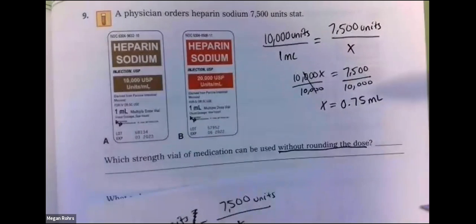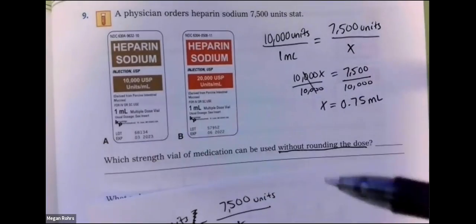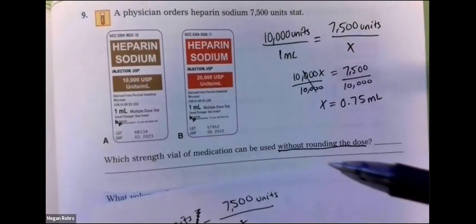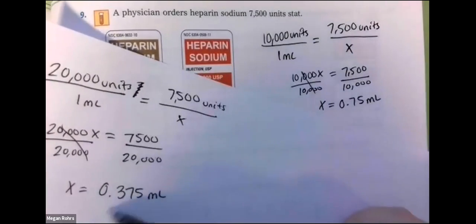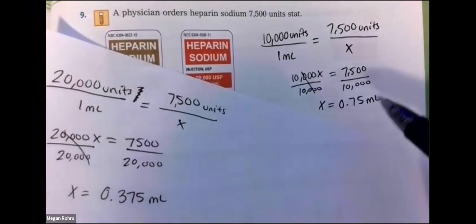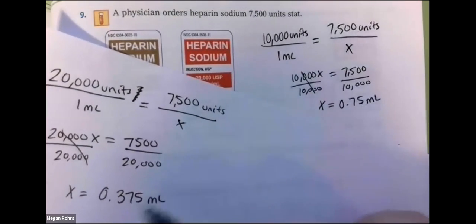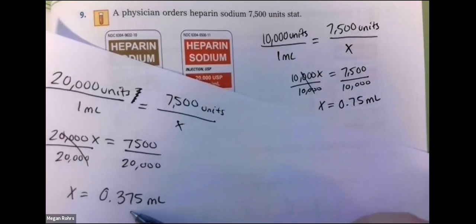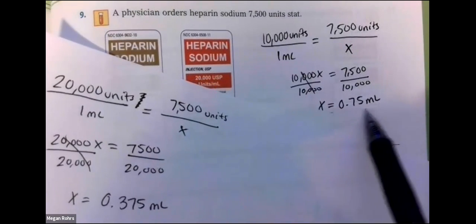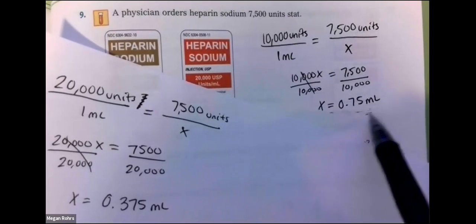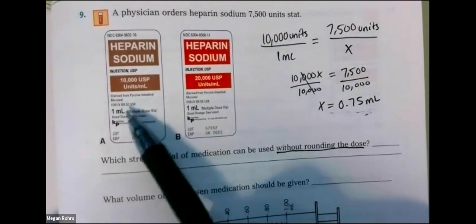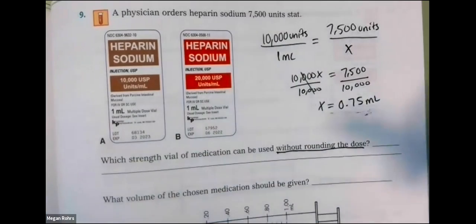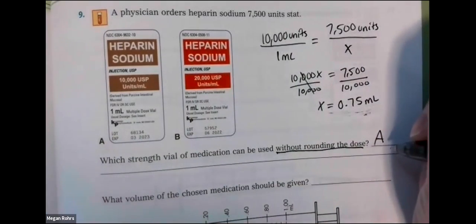So the question says, which strength of vial can be used without rounding the dose? So remember, heparin is measured in a 1 ml TB syringe, and those syringes we can round to the nearest hundredth. So we have the two options here. We have 0.75 mils and 0.375 mils. Well, this one is already rounded to the nearest hundredth. Here, we would have to round to 0.38. So we would want to choose this dose because it avoids rounding and it's going to be more accurate. So remember, that was from the 10,000 units per mil vial. So we would choose vial A.